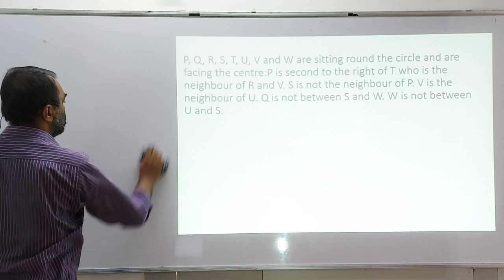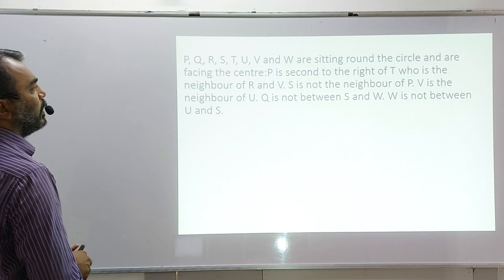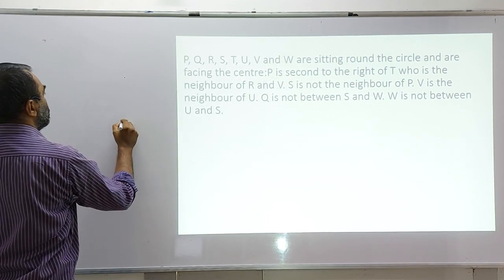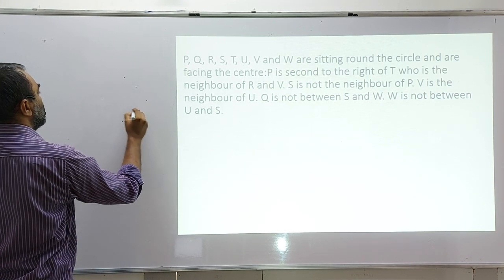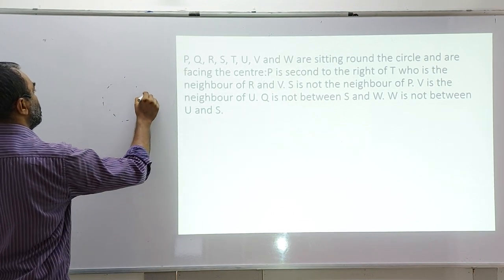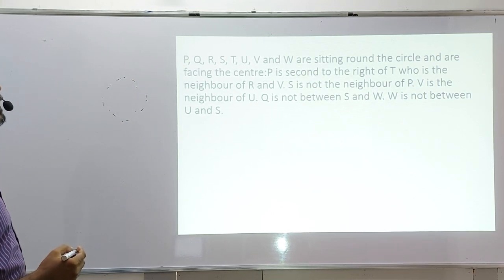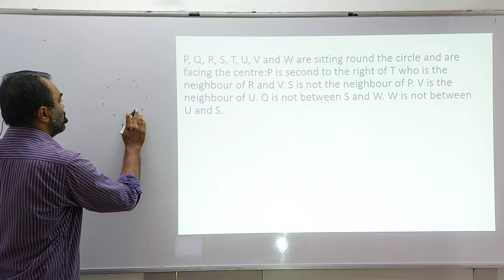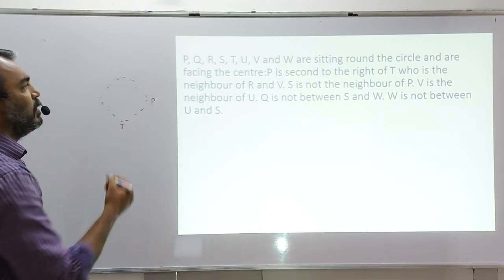So first, what will I do? First step, 8 people are sitting in a circle. So 8 people: 1, 2, 3, 4, 5, 6, 7, 8. This will make a circle with 8 people, right? Now P is second to the right of T. So if I put T here, then P is not at the first right, P is at the second right. So we can put it here, second right.